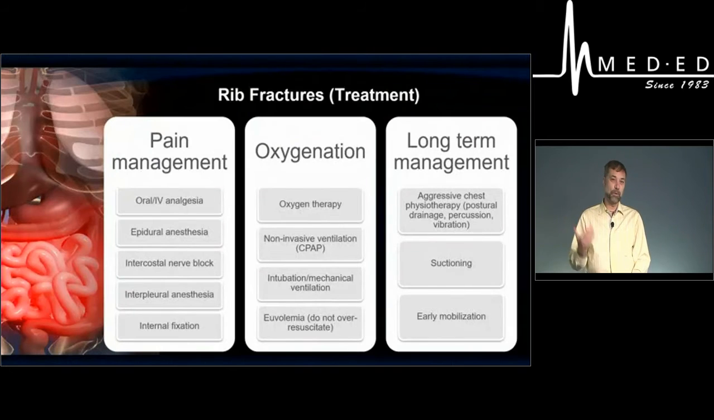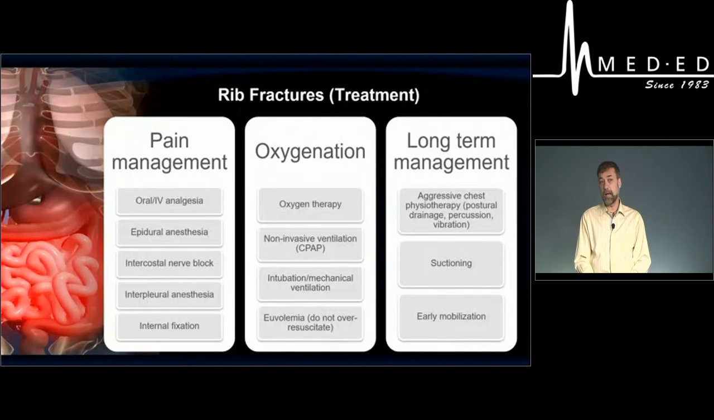All right. So what is the treatment for rib fractures? Well, your highest priority generally, besides dealing with the associated injuries, of course if they have great vessel injuries or tracheal injuries, that's your priority. But for the rib fracture itself, the highest priority is going to be pain management.